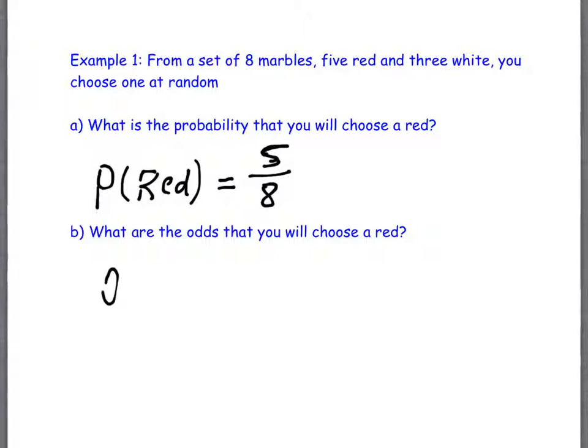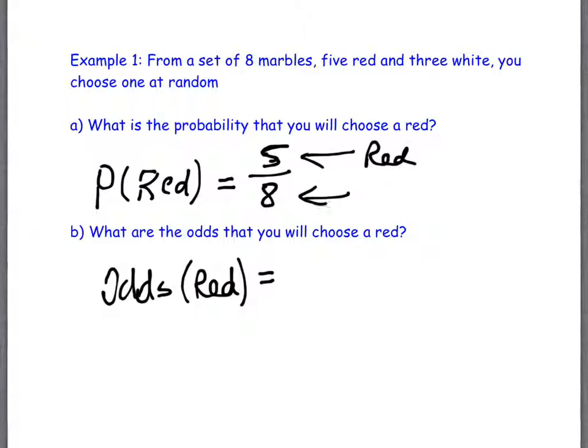But then when we do odds of selecting red, we aren't comparing red to the total. What are we comparing red to? To white in this case, or to not red, yeah? So red was 5. The not red, or white, was 3. So this is a 5 to 3 ratio.